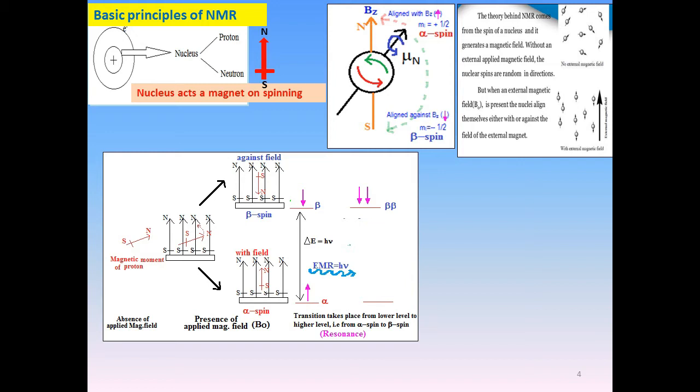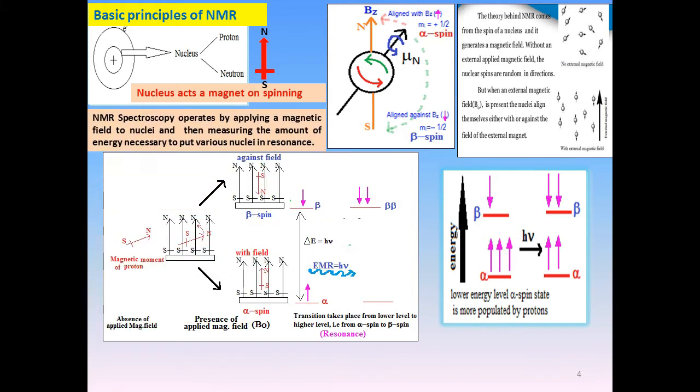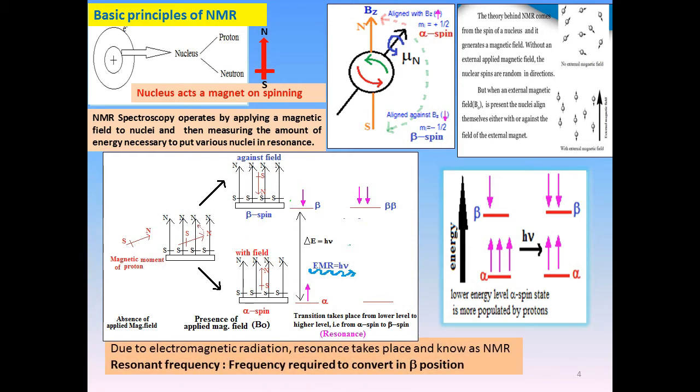And the lower energy level, that is the alpha spin state, is sometimes more populated by the protons. By absorption of the required frequency of radiation, the excitation or transition takes place to the beta spin state. Thus, NMR spectroscopy operates by applying a magnetic field to the nuclei and then measuring the amount of the energy necessary to put the various nuclei in resonance. Due to the electromagnetic radiation, this resonance actually takes place and hence is known as NMR. So the resonating frequency is otherwise said to be the frequency required to convert to the beta position.